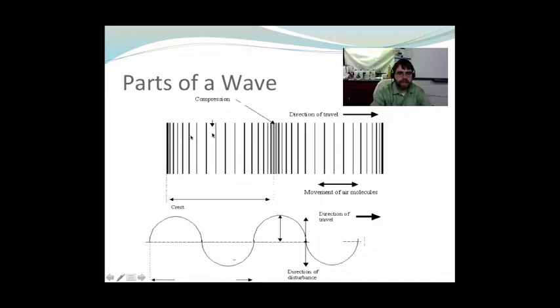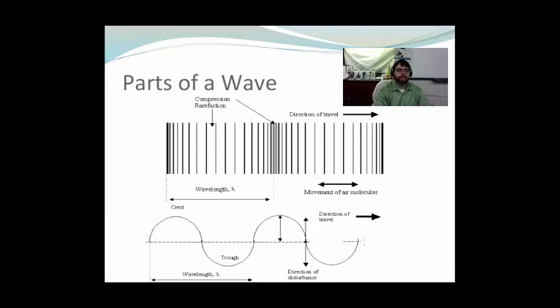Compression is the squished-in area here, at the beginning and end, and it's related to the crest or peak of the bottom wave, and that's compared to rarefaction. Apparently I labeled rarefaction next. Rarefaction is the unsquished part, and the trough is equivalent to the trough or the valley of another wave.